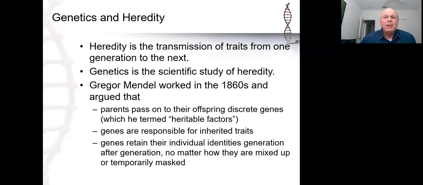So, for instance, there is a flower that we will talk about a little bit later called the snapdragon, and you can get red snapdragons and white snapdragons. And if you breed the red and white snapdragons together, what you wind up with are pink snapdragons. And it doesn't take much imagination to realize that the pink is a blend of the red and white.